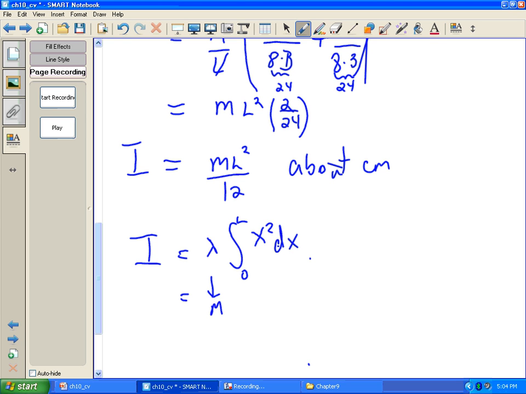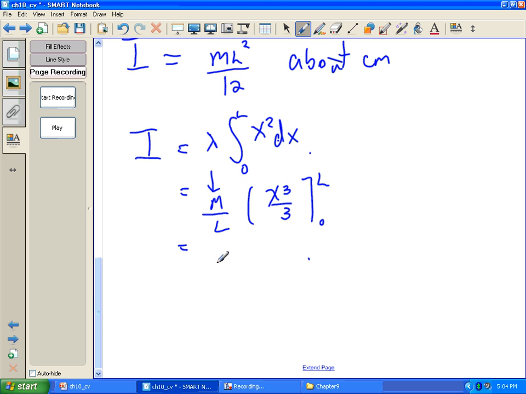Lambda again is m over L. This integral is going to be x cubed over 3, and this time just from 0 to L. And you can see that this will give us m over L times L cubed over 3. This L will cancel 2 of those. And so I here is equal to m L squared over 3.